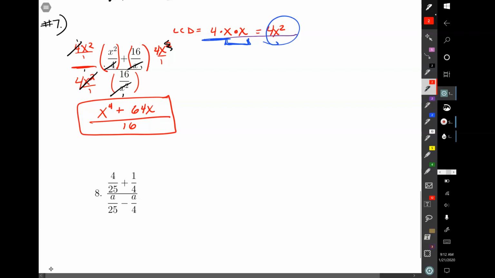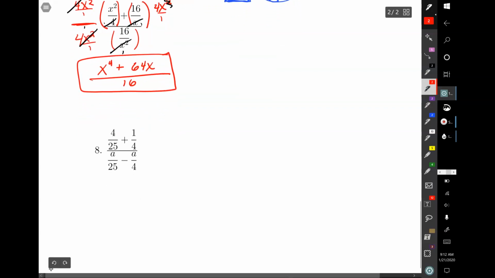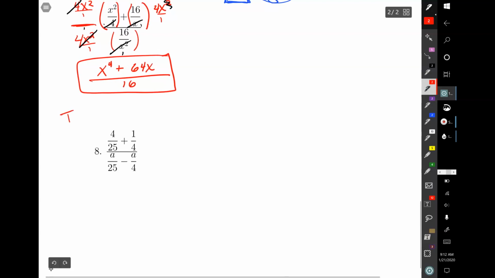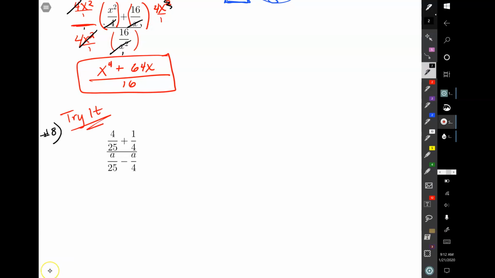So for number 8, you may want to try that method on your own. We'll leave that one as a try it, and then I'll write the answer down. So the try it reads as 4 over 25 plus 1/4, all divided by a over 25 minus a over 4. You could combine that top fraction, you could put them together first, but let's try to use the common denominator method, clearing fractions within fractions.